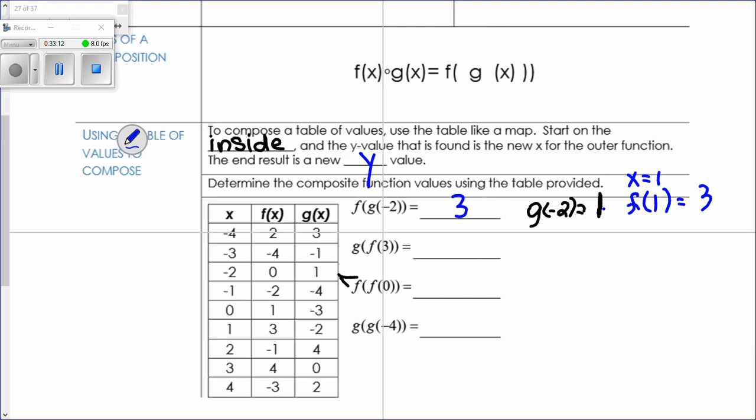Okay? So on the inside, I have f of 3. So I'm going to start at where x equals 3, but I'm going to look in the f column. What's the y value? 4. So we write 4. We're looking for g of this number, so g of 4. Go down to x equals 4. g of 4 is 2. Easy peasy.